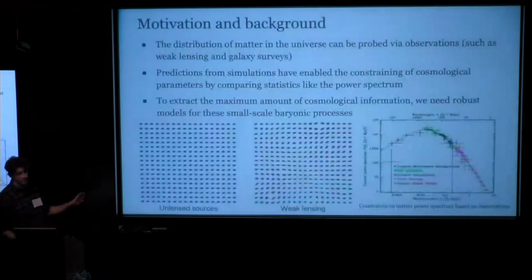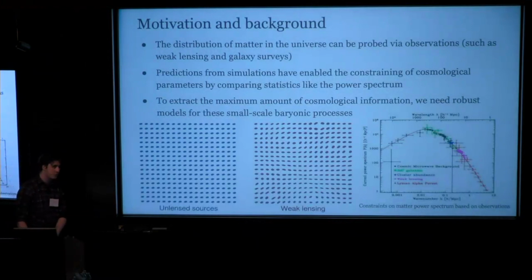So I won't go into too much of the background. I'm sure we're all painfully aware of that. To track the most cosmological information from our newest surveys, we need some robust models for the small-scale baryonic processes like supernovae and AGN feedback, especially if we want to use weak lensing surveys that can map the total matter distribution. We need to know both how gas gets moved around by feedback, but also, a bit more subtly, how the dark matter moves as well.